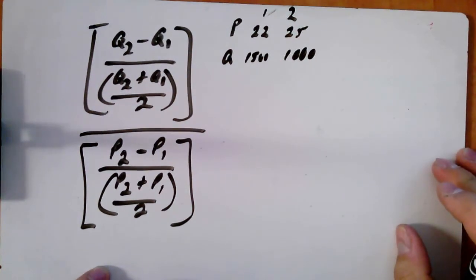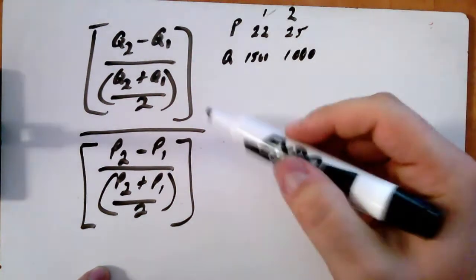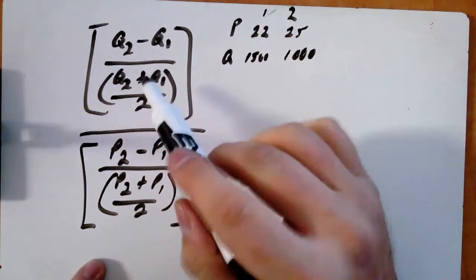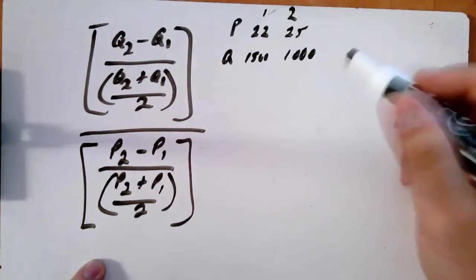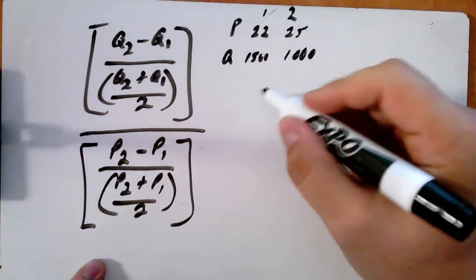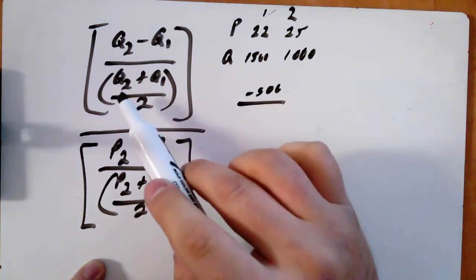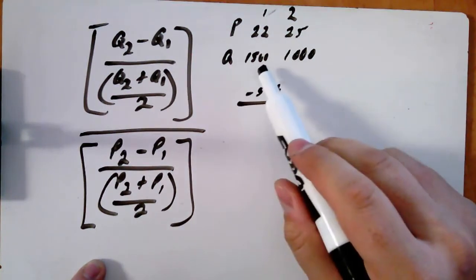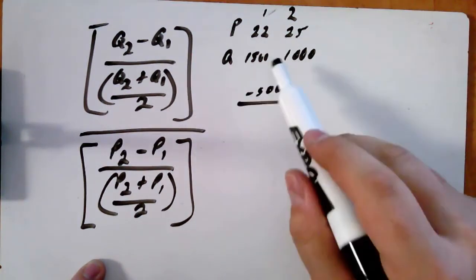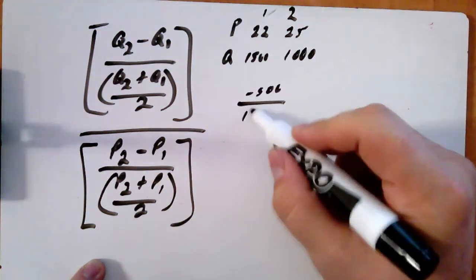What's price elasticity? Okay, so let's use this previous equation. Okay, so we have Q2 minus Q1. So 1,000 minus 1,500, so it's minus 500. Then Q2 plus Q1, 1,000 plus 1,500 divided by 2. Well, that's going to be 2,500. Half of that is going to be 1,250.